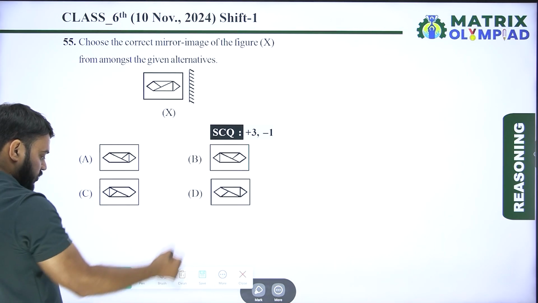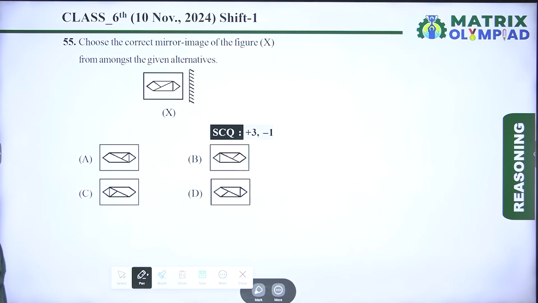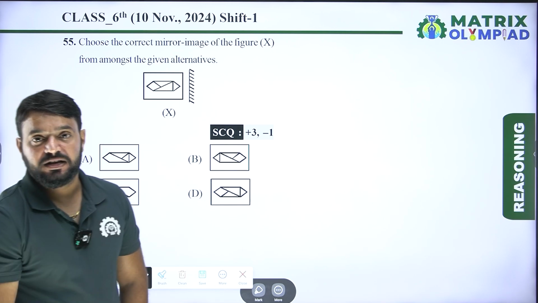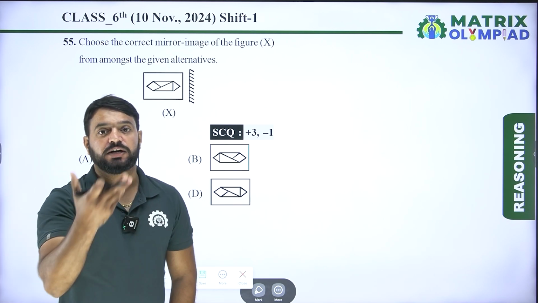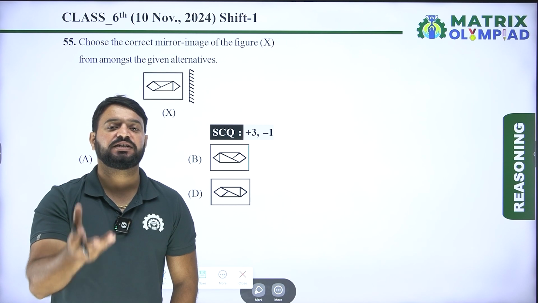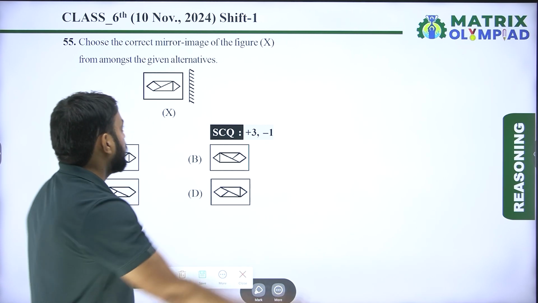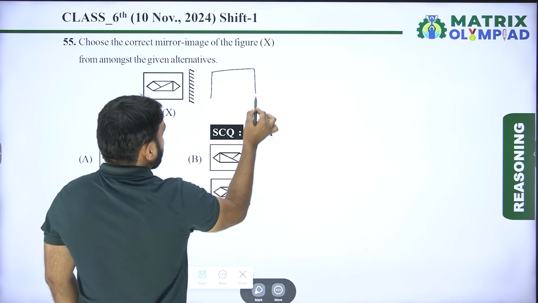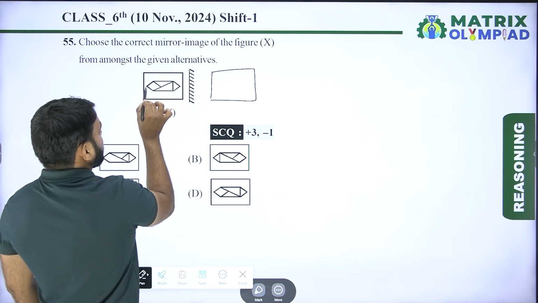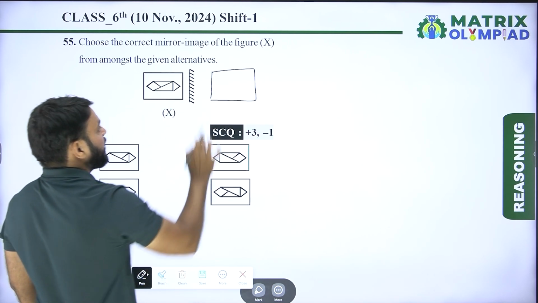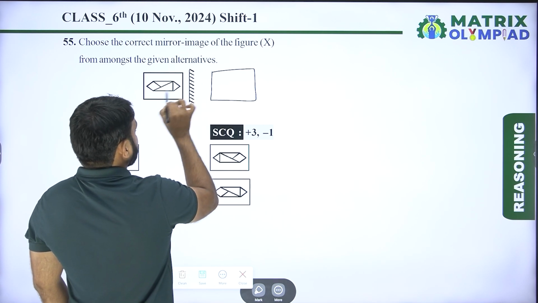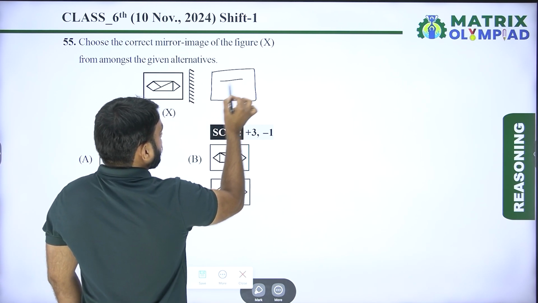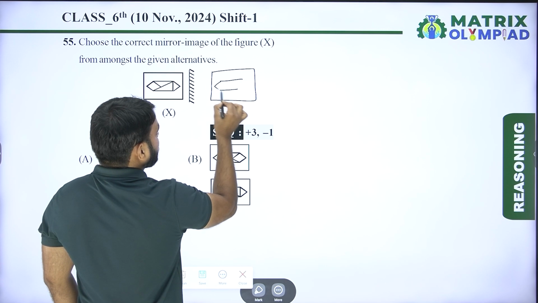So now the next question is question number 55. Choose the correct mirror image of the given figure X from amongst the given alternatives. So find the mirror image of the given figure. The part of an object which is near to the mirror will remain near to the mirror in the mirror image. And this part is away from the mirror, so it will remain away from the mirror in the mirror image. So this figure in the mirror looks something like this.